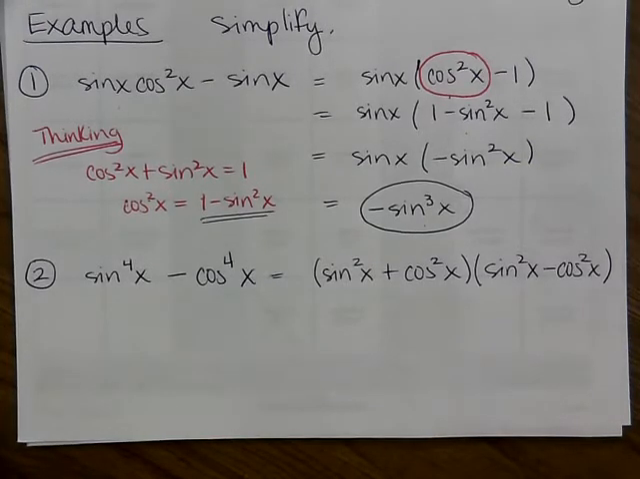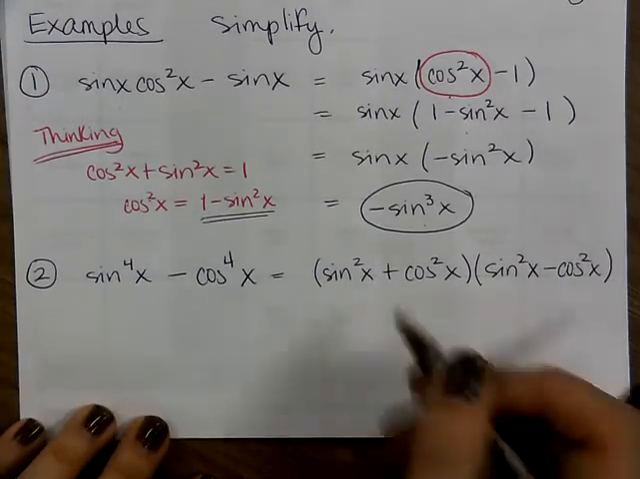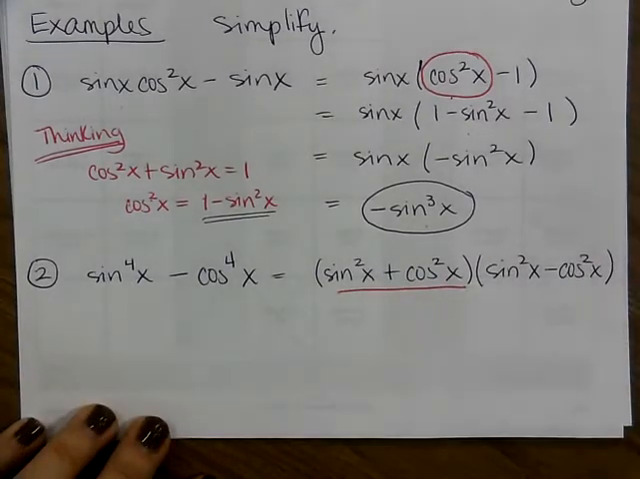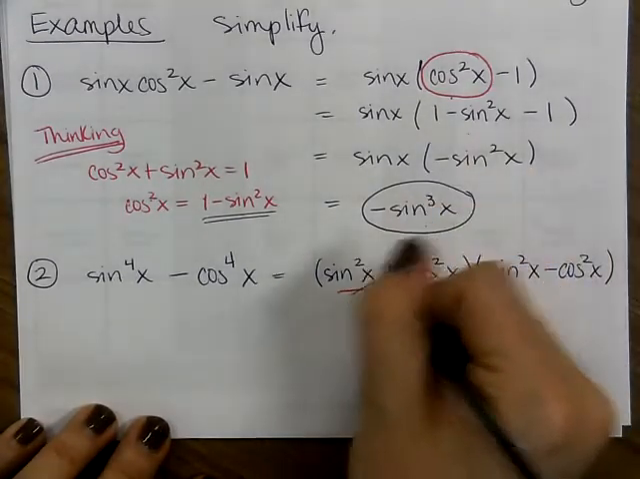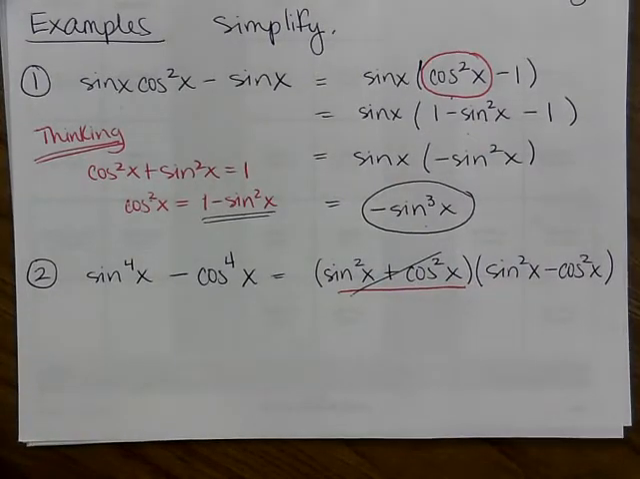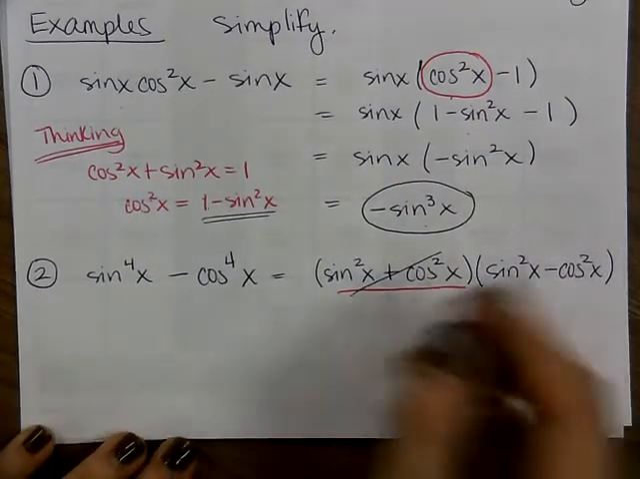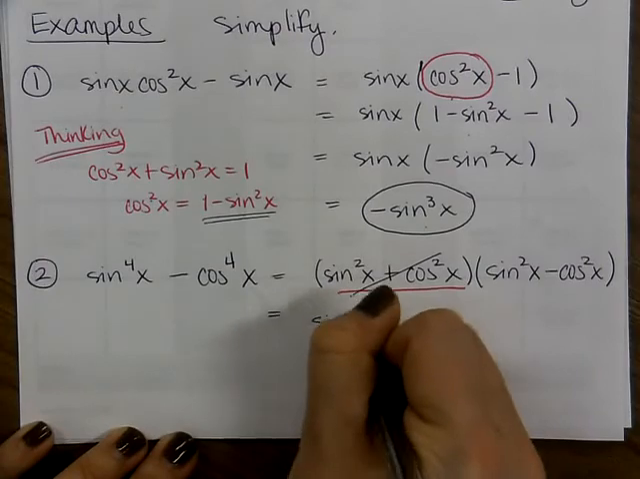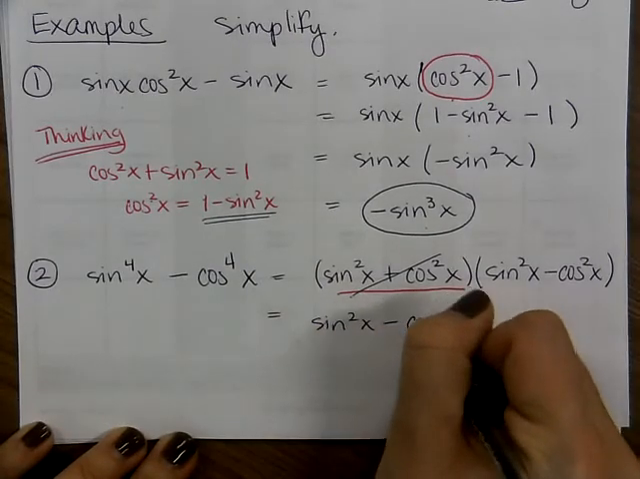Alright. Well, got to keep going. So now what? Joey? Doesn't sine squared of x plus cosine squared of x equal 1? It does. So this piece right here is equal to 1, right? So that means that, well, that just kind of goes away, right? So now I'm left with sine squared of x minus cosine squared of x.